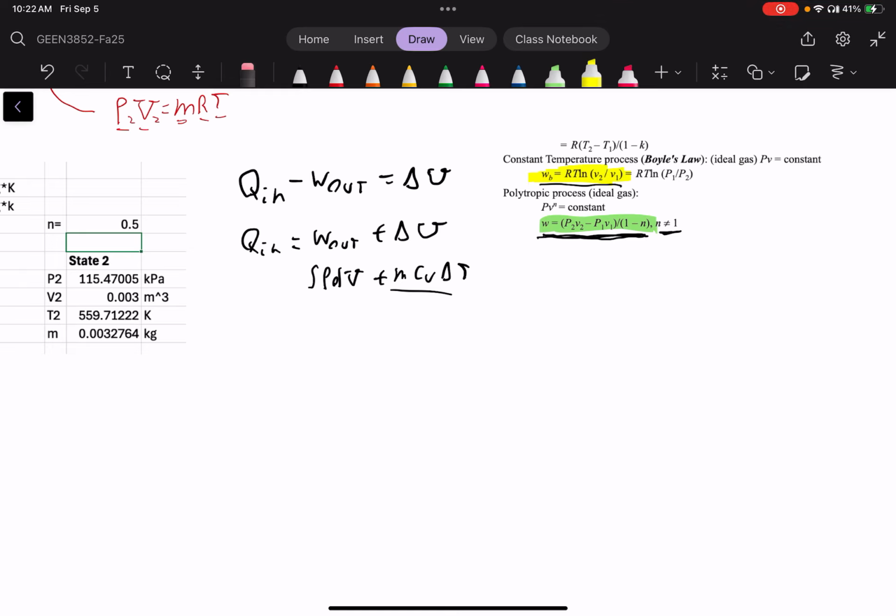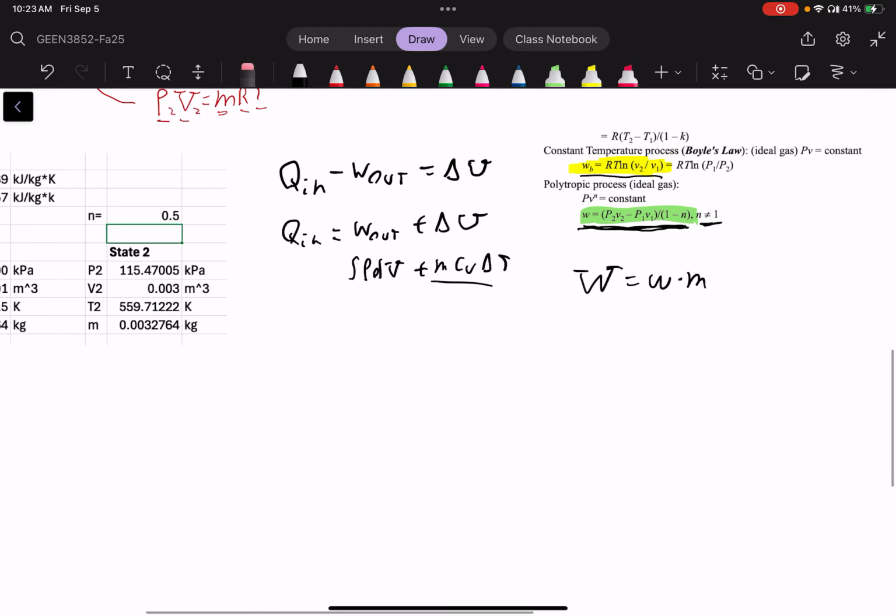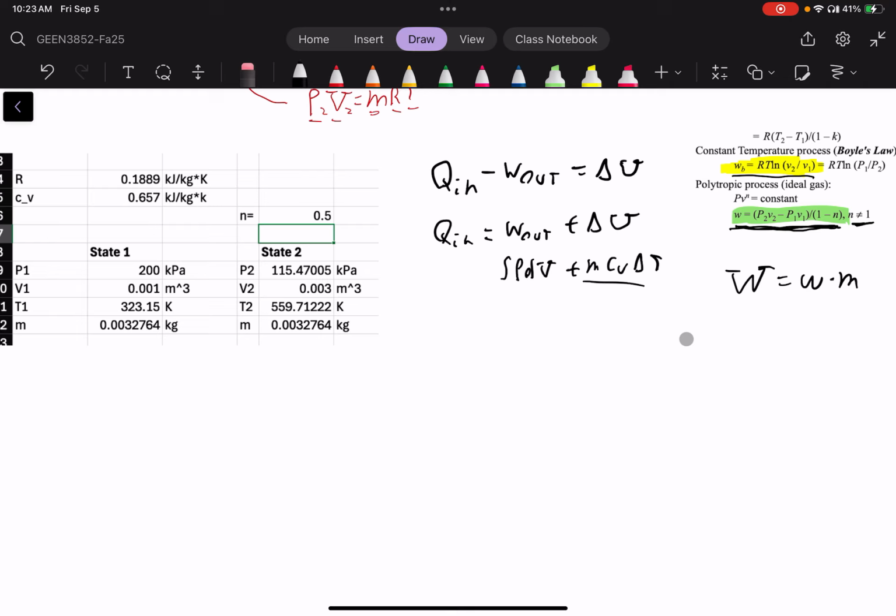So I can use the IF function in Excel to choose, based on my n value, which value of work to use. The other thing I should note is these are both lowercase w. To get this capital W, the work out, I need to multiply the lowercase w by the mass. This is specific work, so I just need to multiply by the mass to get the total work done. I can type those equations into Excel, and I'll get my work out, my delta U, and then my Q in is just those two values added together.